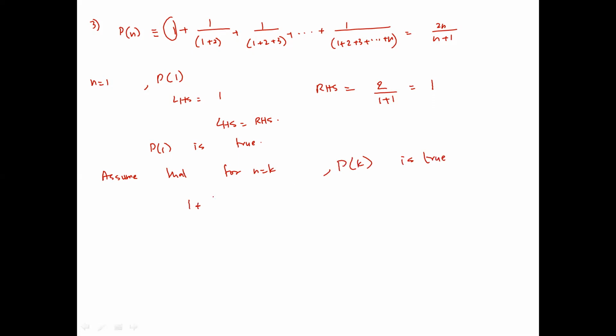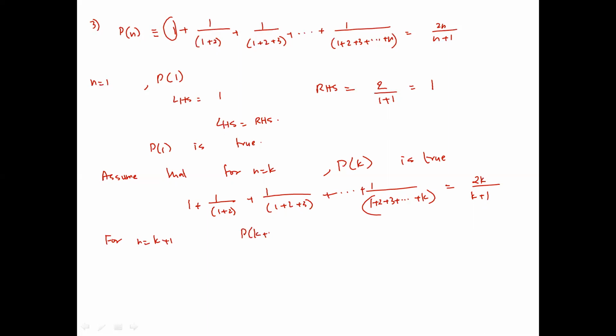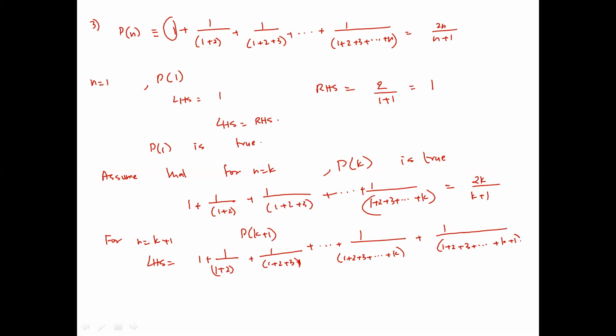That means left side 1 by 1 plus 2 plus 1 by 1 plus 2 plus 3 plus so on 1 by 1 plus 2 plus 3 plus k. It will be equal to the right side 2k by k plus 1. Now, for n equal to k plus 1, we will take P of k plus 1, but we will take left hand side. That is 1 plus 1 by 1 plus 2 plus 1 by 1 plus 2 plus 3 plus so on. First, we will have 1 by 1 plus 2 plus 3 up to k. The next term we will have 1 by 1 plus 2 plus 3 up to k plus 1.